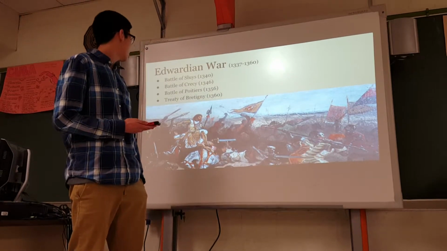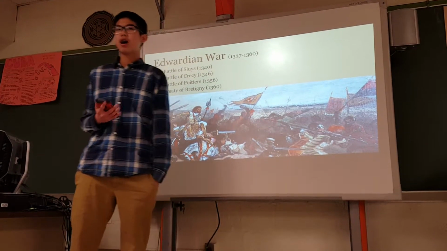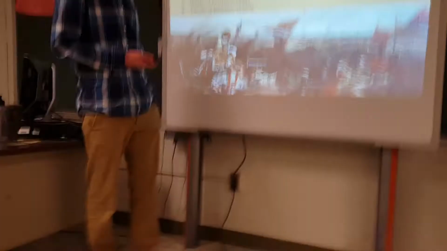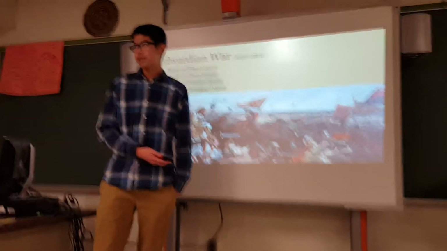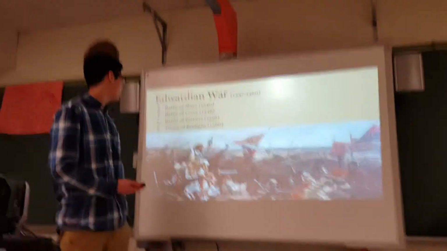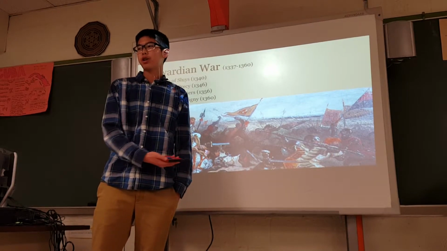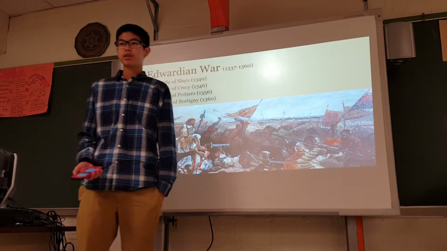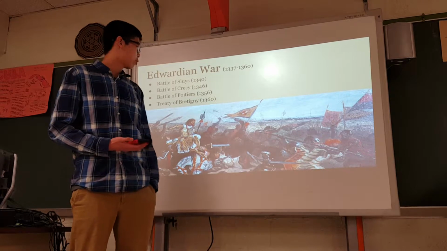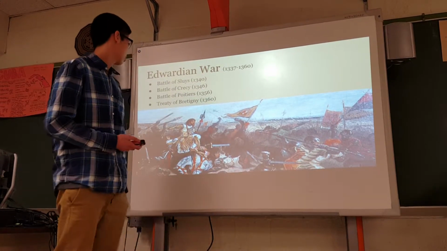And in the Battle of Poitiers, Edward the Black Prince defeated John II of France, and the English captured John II and held him for ransom. And in the Treaty of Bretagne, the English gave back John II in return for control of the Aquitaine, and King Edward ceded his claims to the French throne.